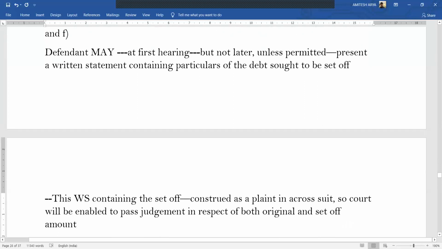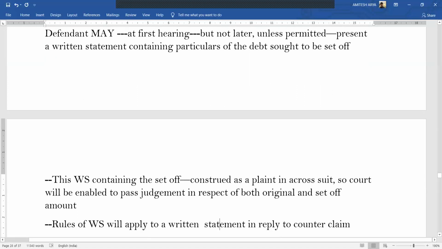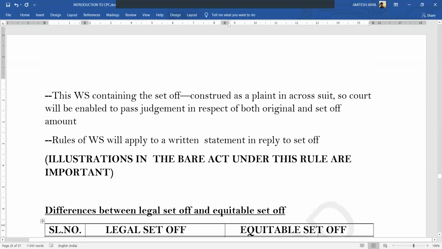And this particular written statement that contains the set off is construed as a plaint, so that the court will also be able to pass a judgment not only in respect of the original plaint but also in respect of this set off. And if I am writing a reply to this set off, then obviously the rules of written statement will apply.